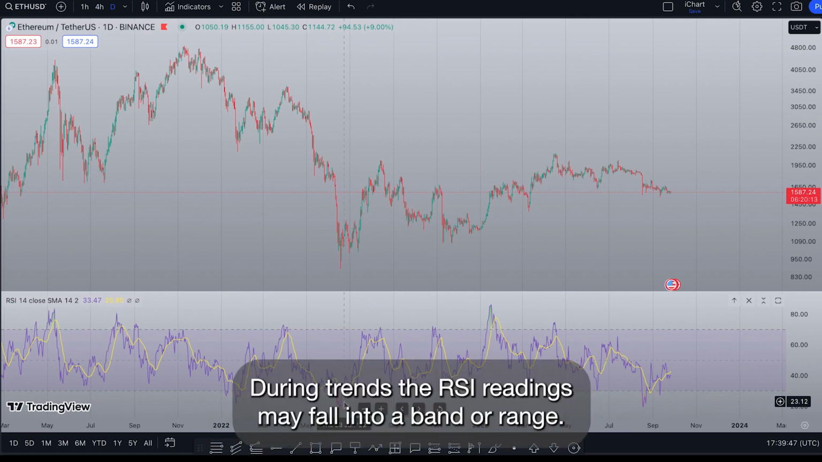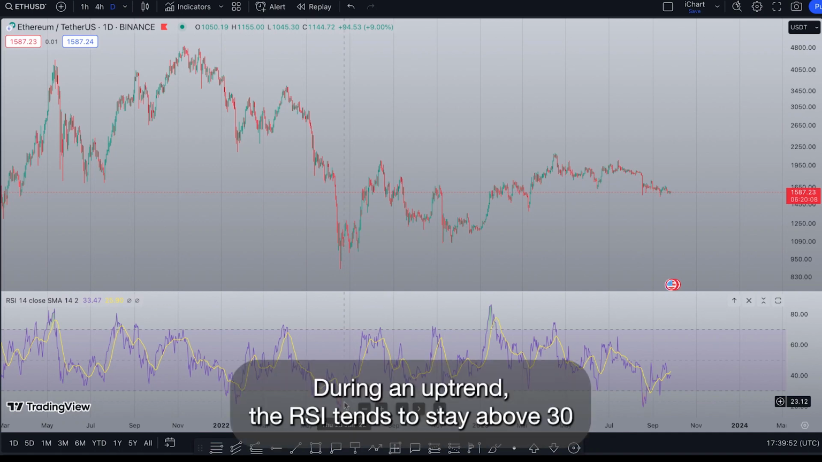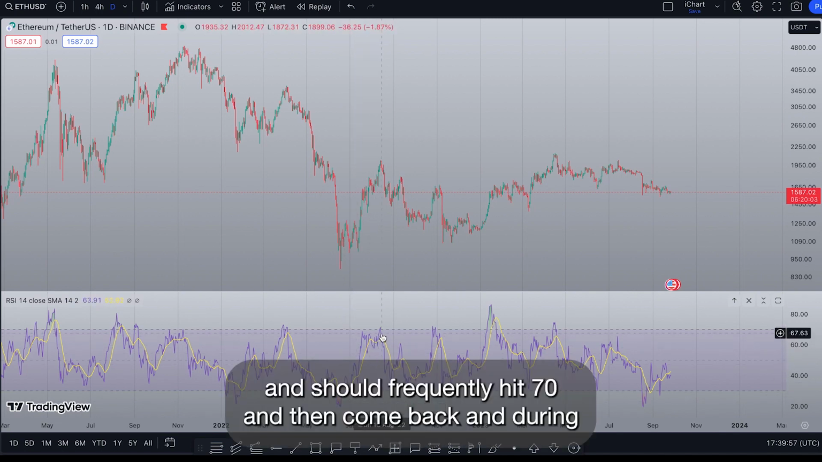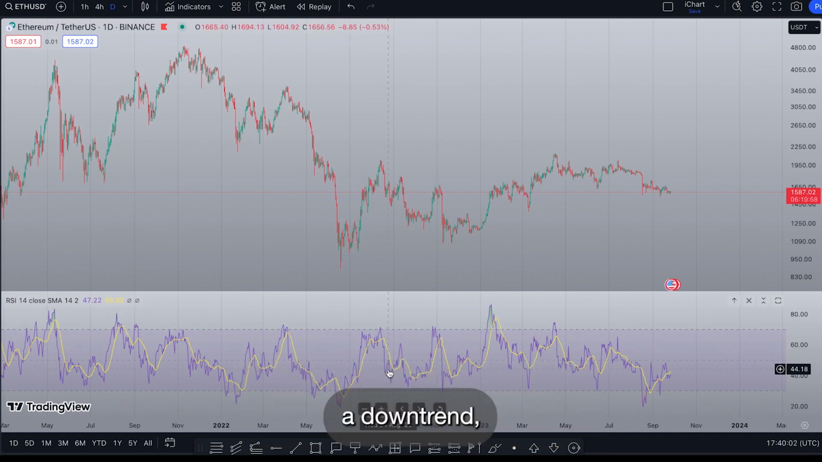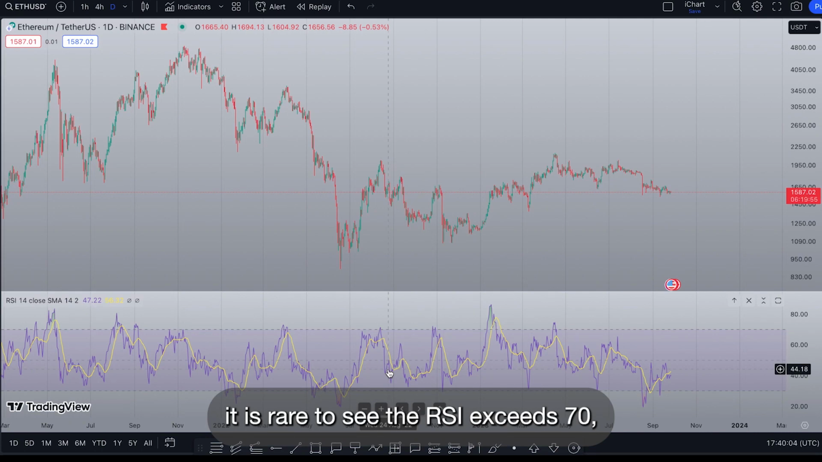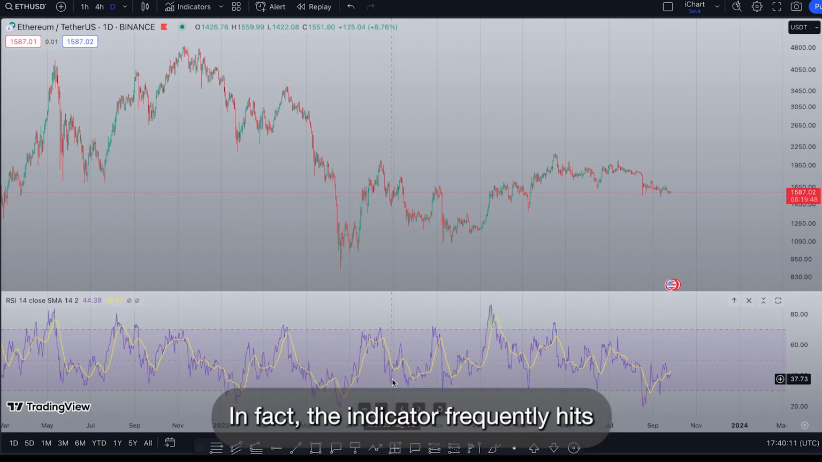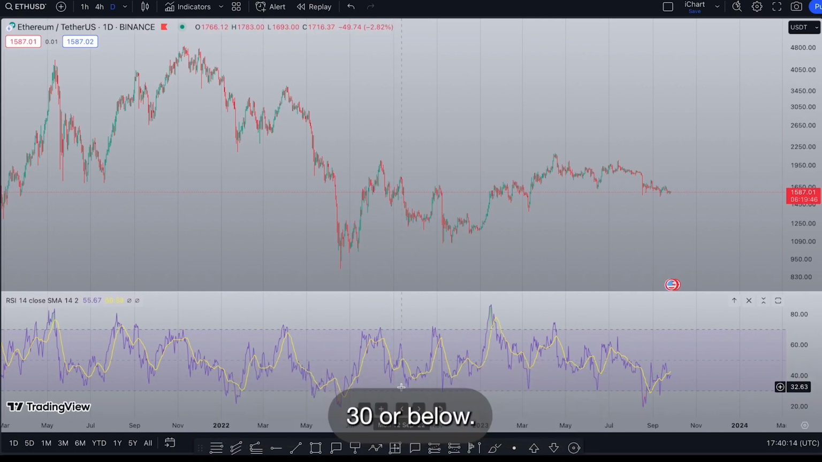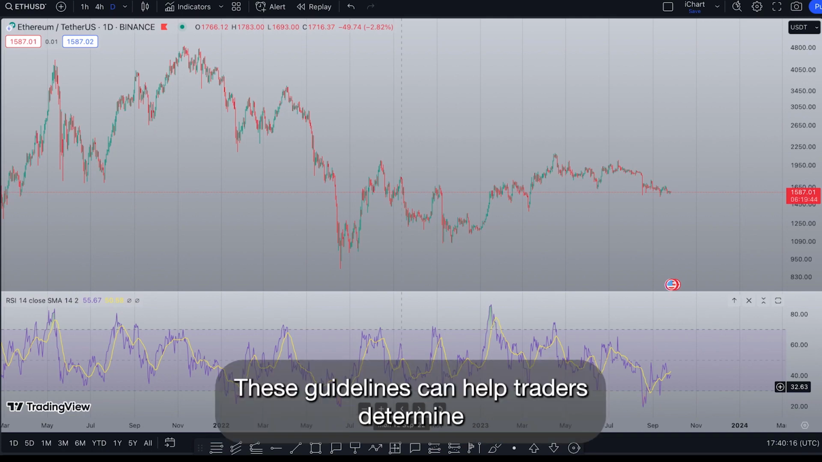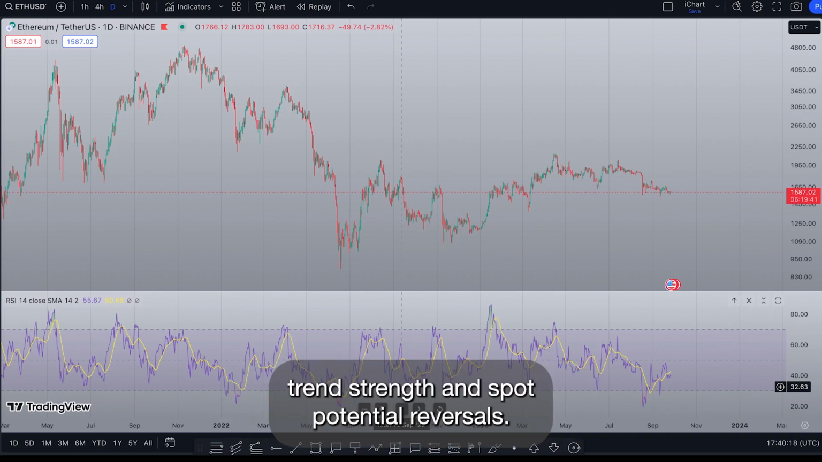During trends, the RSI readings may fall into a band or range. During an uptrend, the RSI tends to stay above 30 and should frequently hit 70 and then come back. And during a downtrend, it is rare to see the RSI exceed 70 because it usually comes down and gets closer to 30. In fact, the indicator frequently hits 30 or below. These guidelines can help traders determine trend strength and spot potential reversals.